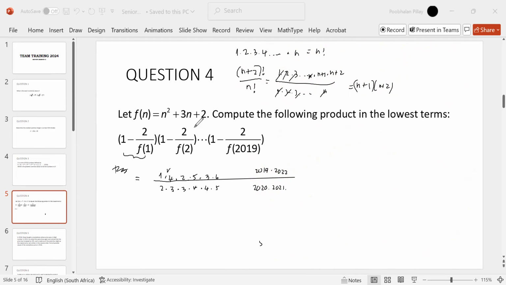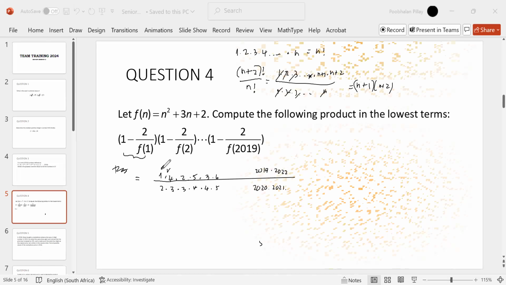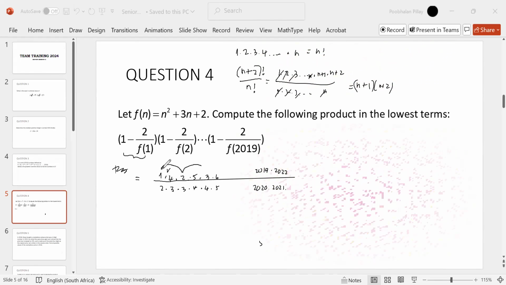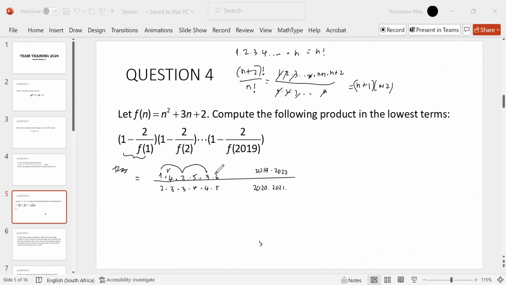So let's see whether we can write these as factorials. Now, you've got 1 times 2, the alternate numbers, 1 times 2 times 3, right? It goes all the way up to 2019. So you've got 1 times 2 times 3 all the way up to 2019.